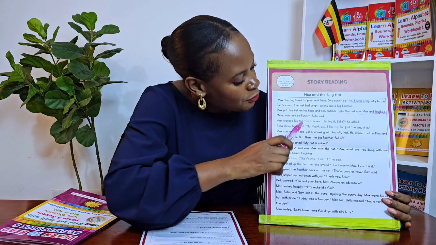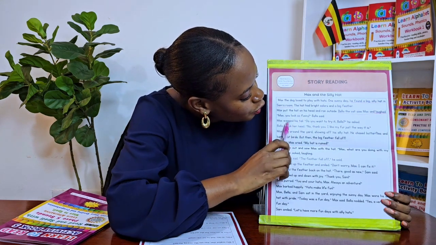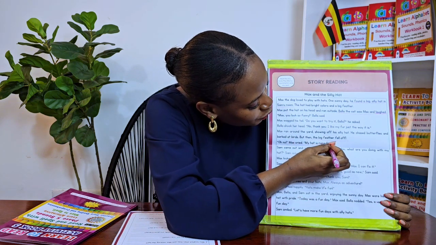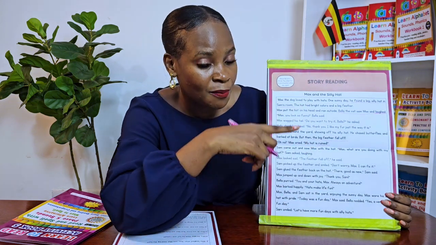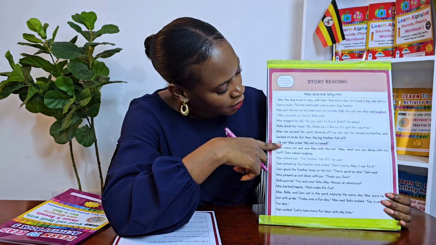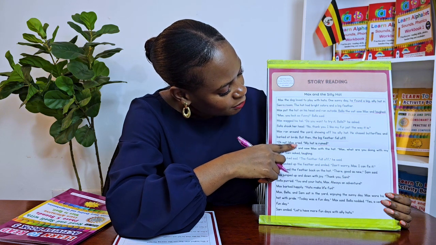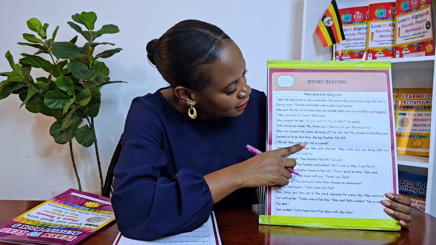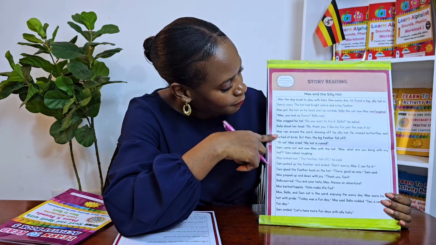What's the key word in this question? Ruined. Okay, let us scan through our story and check for the word ruined. Ruined. Oh, here it is. We found it. Let's go back to the beginning of the sentence and see if that will give us an answer. Okay, let's go. Oh no! Max cried. My hat is ruined. Does that give us the answer? Not quite. So let's go back a little bit up to check.